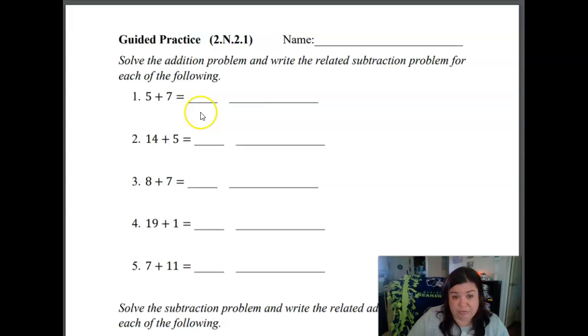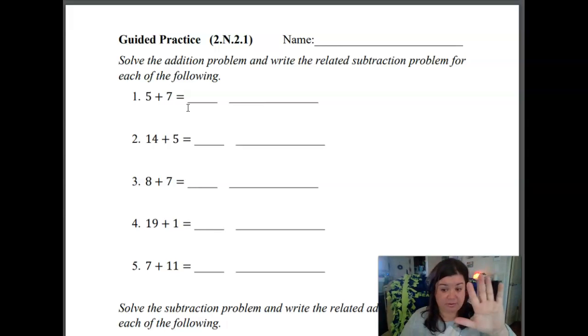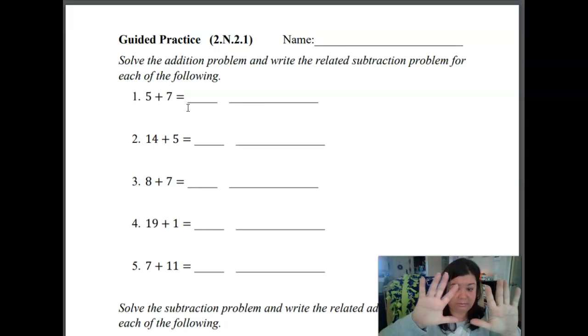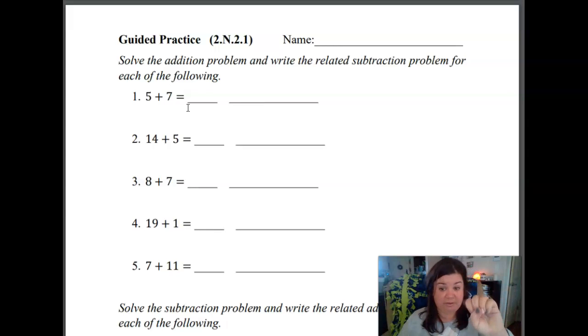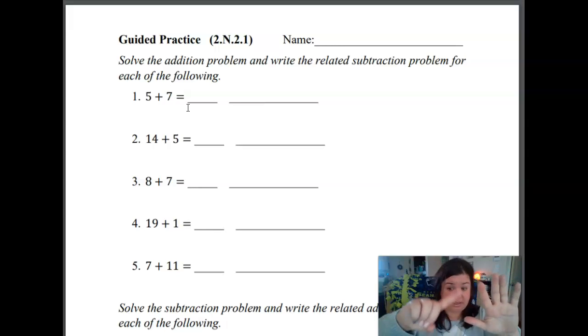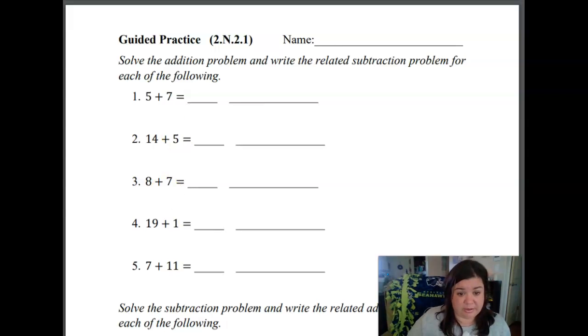All right, so we do 5 plus 7. What does that equal? We had 5 and 2 more. So 5, 6, 7, 8, 9, 10, 11, 12. So what are the 3 numbers we're going to be working with? I'll put them out here: 5, 7, and 12. So 5 plus 7 equals 12.